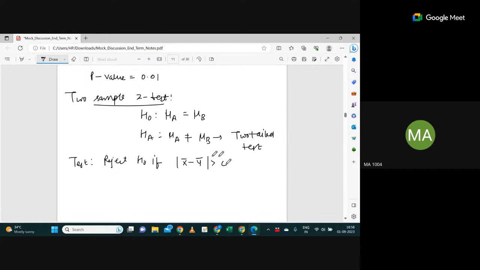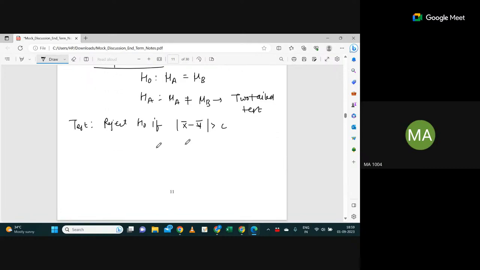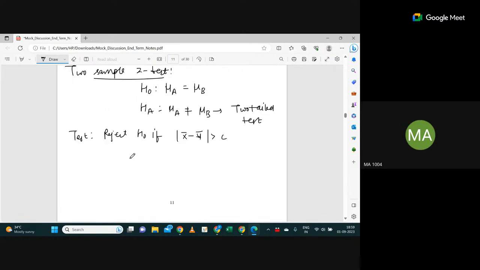Now, we have to find out the value of n. How should we proceed? We have been given the p value, right? From there, we can proceed. Tell me, what will be the distribution of x bar?